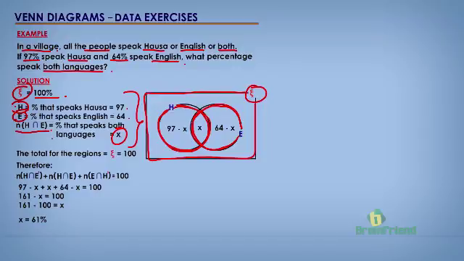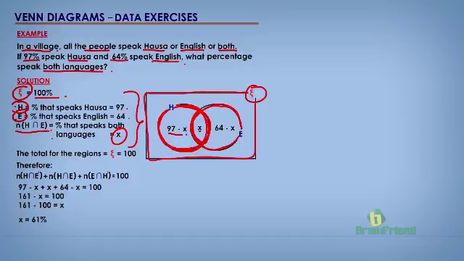But we also said that there is a percentage that speak both languages, and that is what we are trying to find in our question. We represent that as the intersection between both sets, and X is our unknown, so we have X within that border or that region. Next, consider that the percentage that speak Hausa was 97, and this is all the region of that percentage. It therefore means that our region here would be 97 minus X.